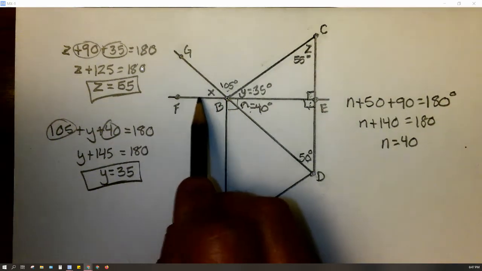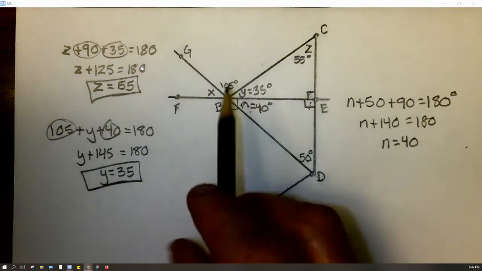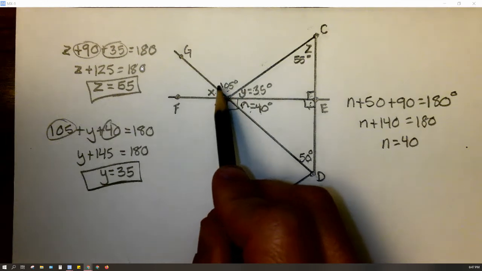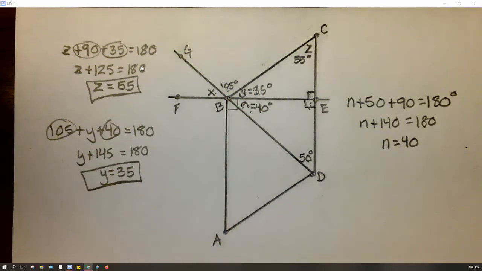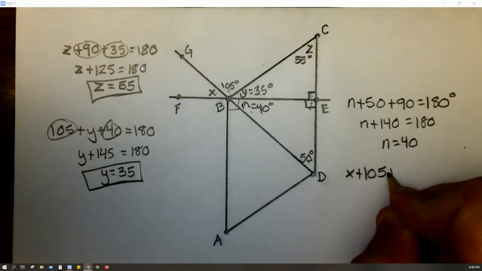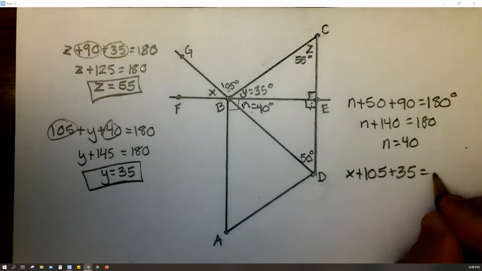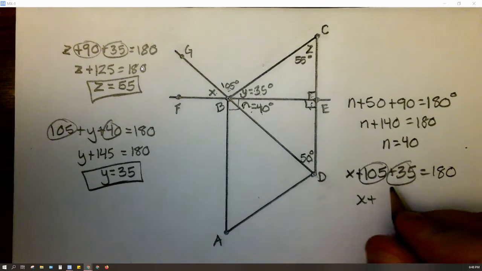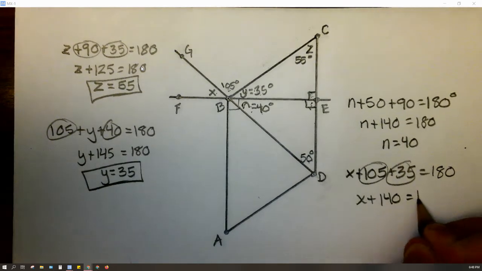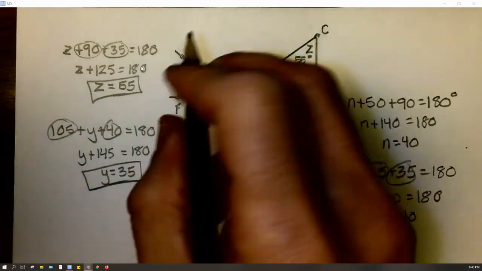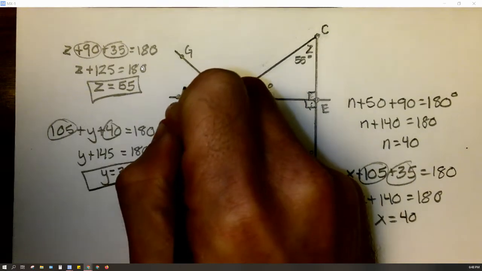Oh, well, guess what? We have another straight line. The straight line FE. X, 105, and 35 make that straight line. So those 3 angles have to add up to 180. So again, we can write those 3 things add up to 180. Here we go. X plus 105 plus 35 equals 180. So 105 plus 35. So x plus 140 equals 180. So x equals 40. So this is 40 degrees also.